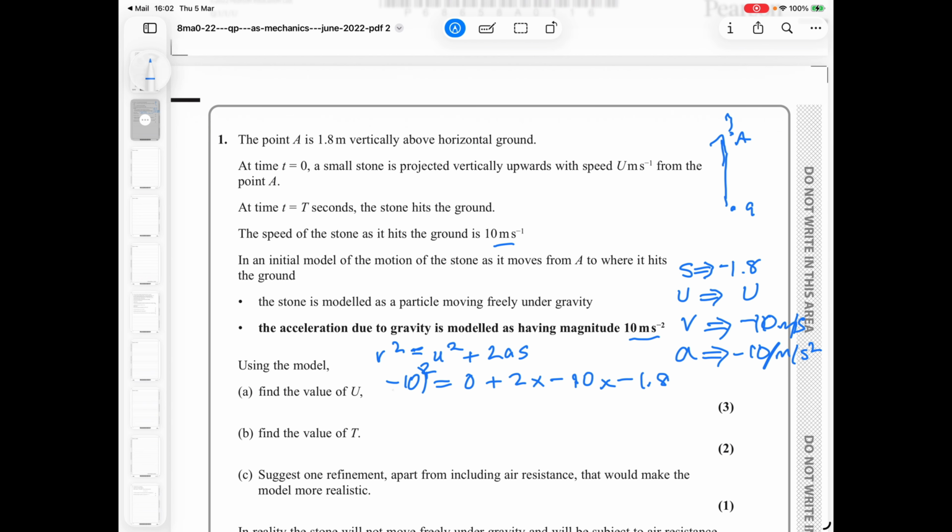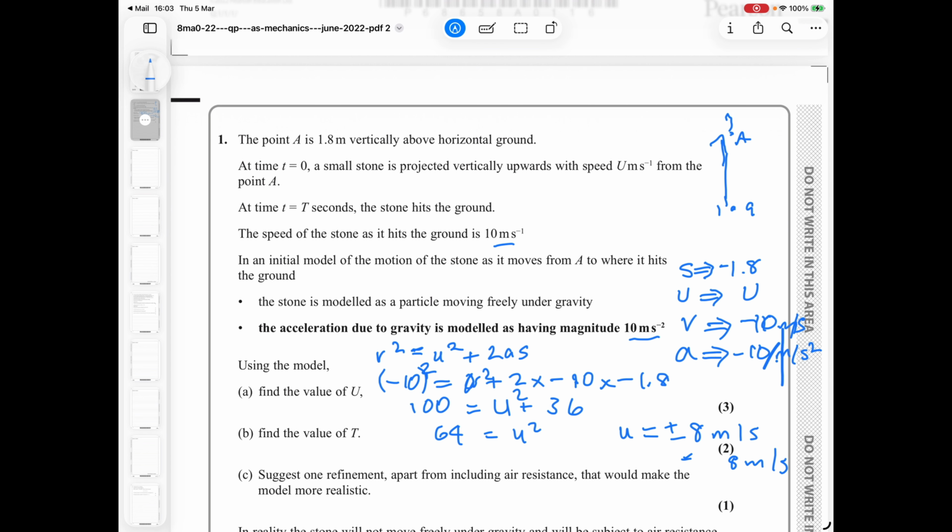This is squared, so that would make that 100 equals u squared plus 36, and that means 64 equals u squared. Let's keep that u squared. Therefore, u equals ±8 meters per second. And because that was the thing going up, we're going to say that u equals +8 meters per second.